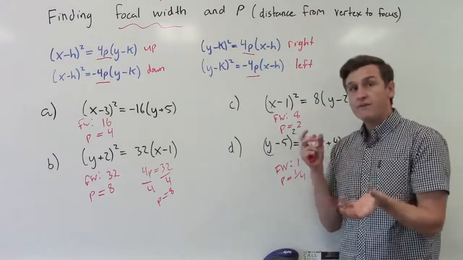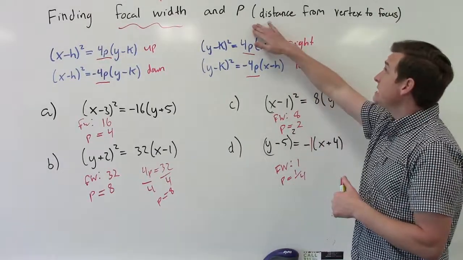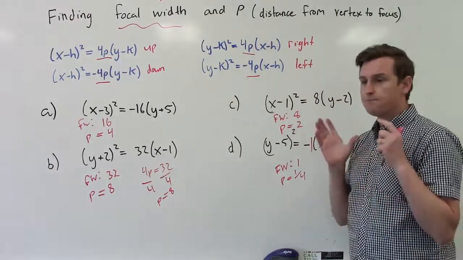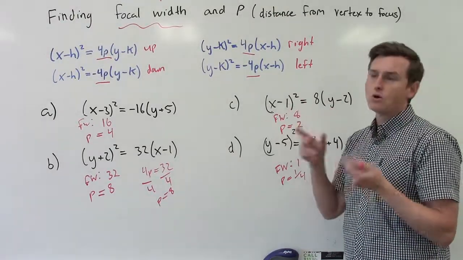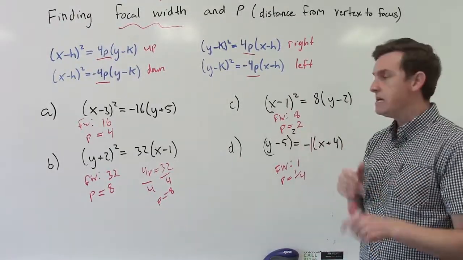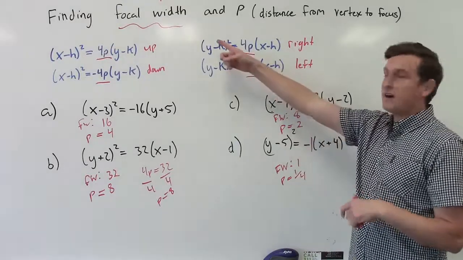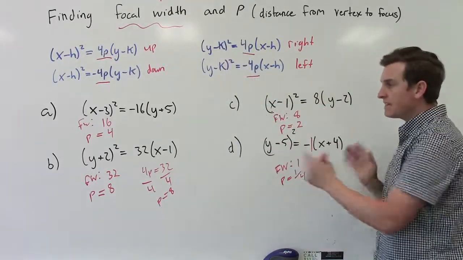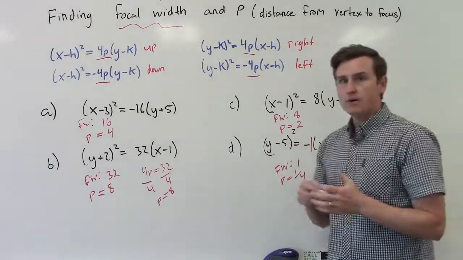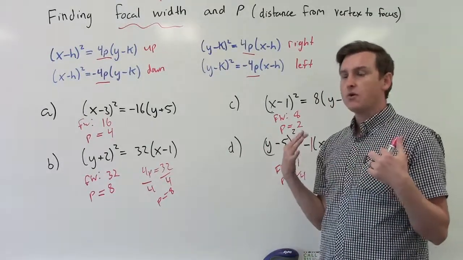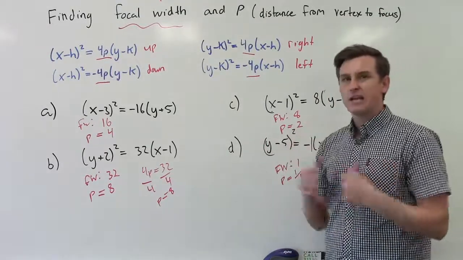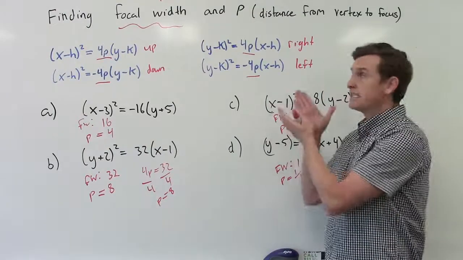So this is how to find focal width and p, which again is the distance from vertex to focus or from vertex to directrix. It's the same. And it's 1/4 of the focal width. So that's how you do that. In the next video, we're going to put a lot of these pieces together, and we're going to take all these features and learn how to graph a parabola when it's given to you in this form.